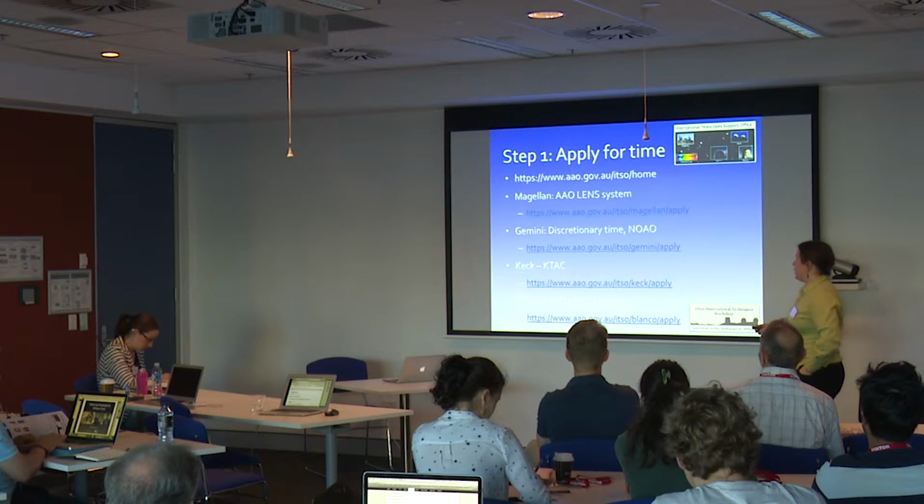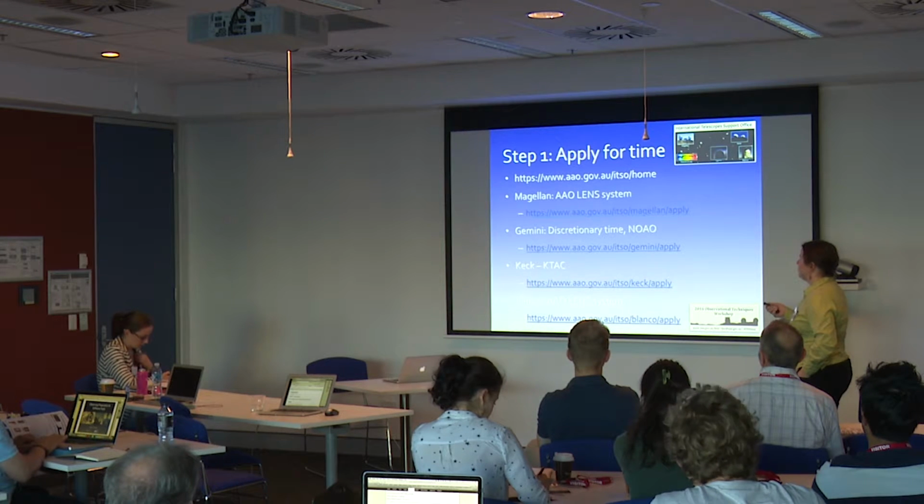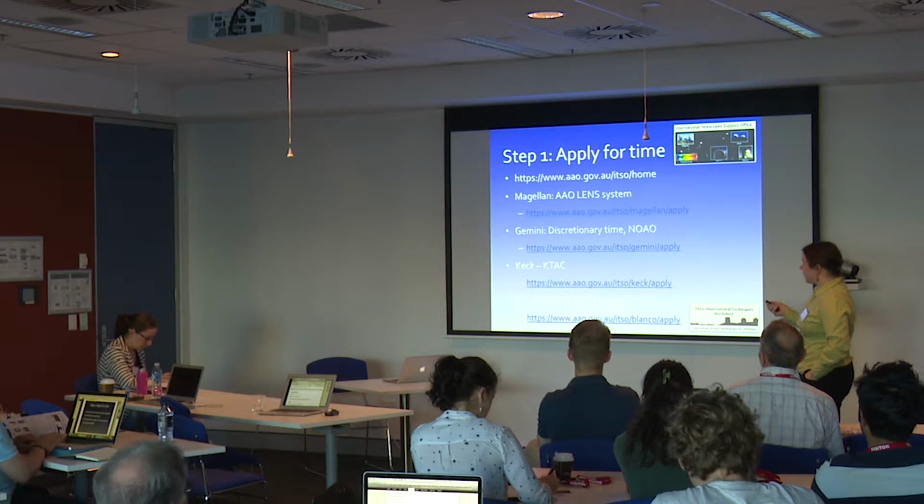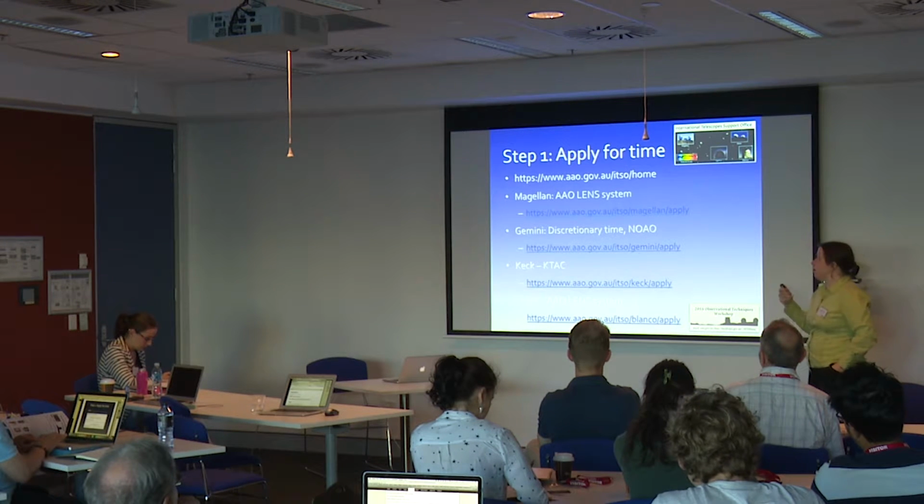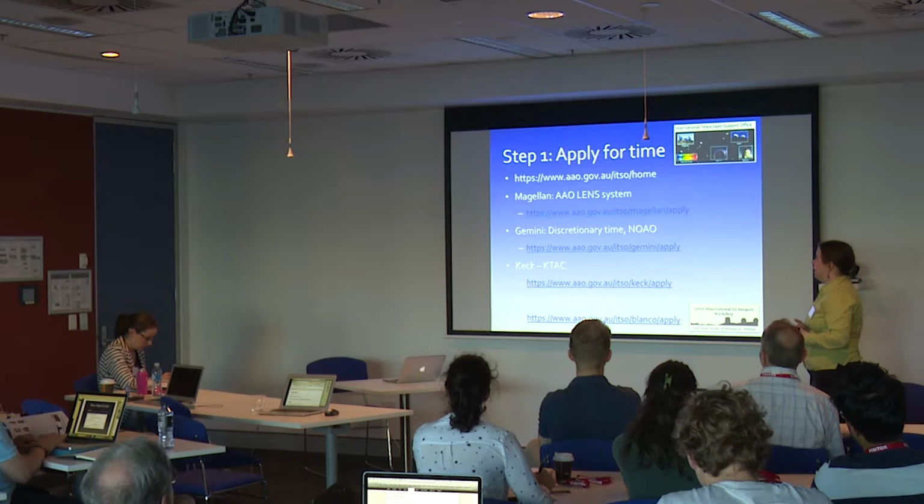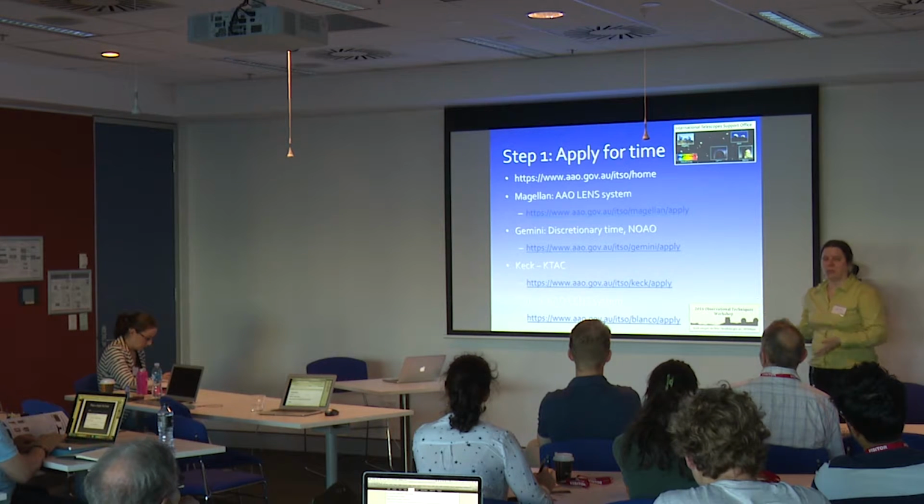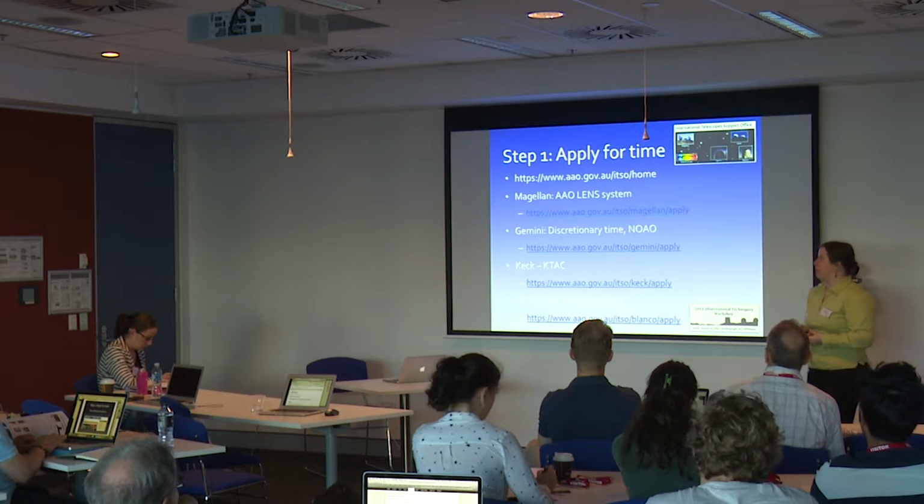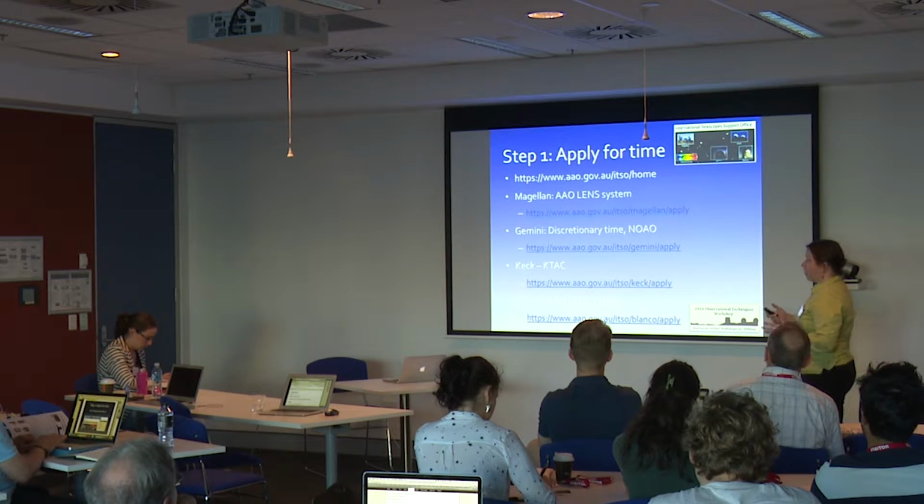So there's already quite a lot of ways you can try to get time. The AAO lens system comes up when you're trying for things like Magellan or Blanco. Keck has its own KTAC process. And Gemini is a sort of special case that we're going to be addressing along the way. But you can still try to get Gemini time, and there are resources to do that.